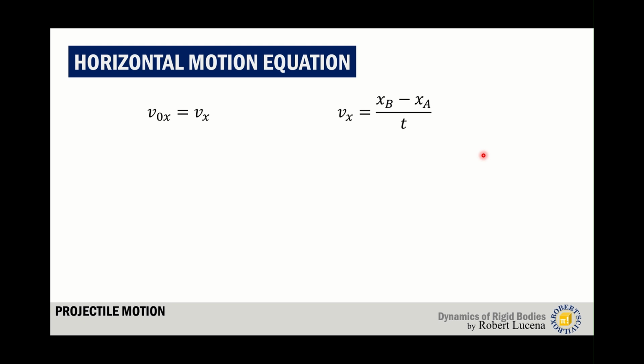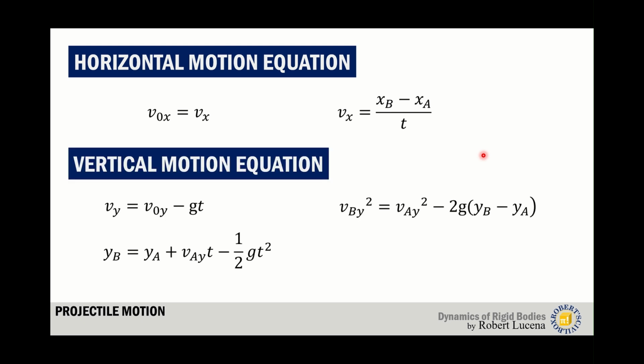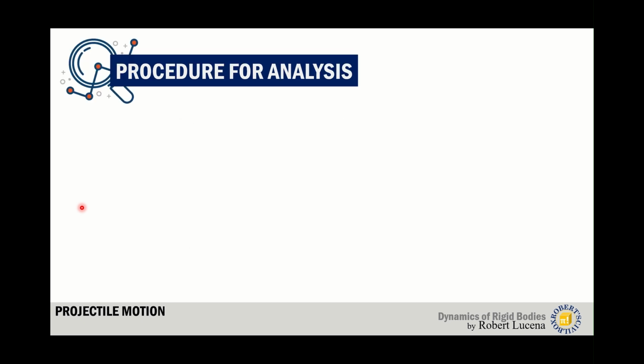So, for a horizontal motion, we use this one. And for the vertical motion, we use these three equations. Again, for the horizontal motion, we just use the definition of velocity. But for the vertical motion, since it is influenced by acceleration due to gravity, we will use the three equations of rectilinear kinematics, which was discussed on previous lectures.